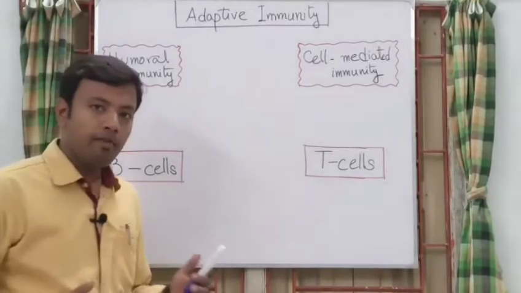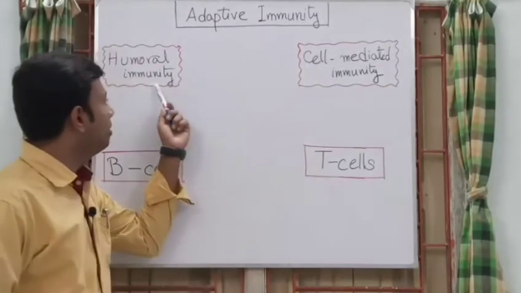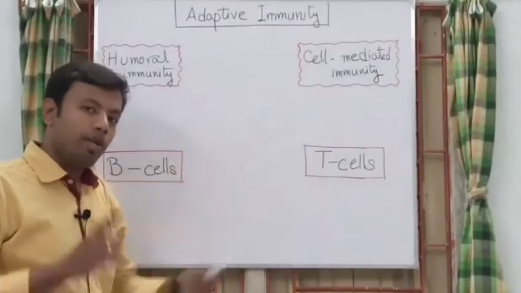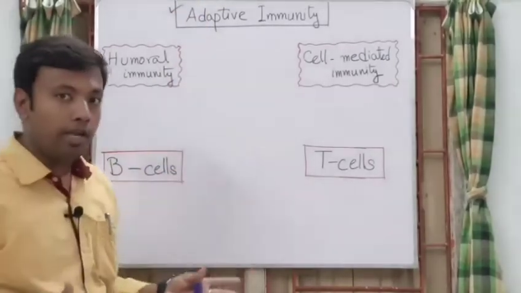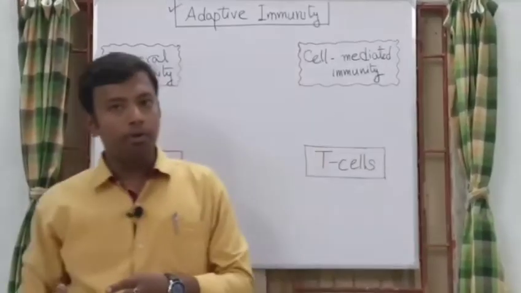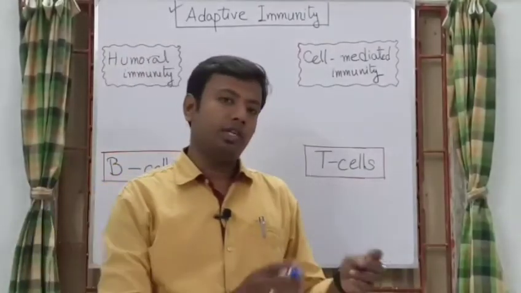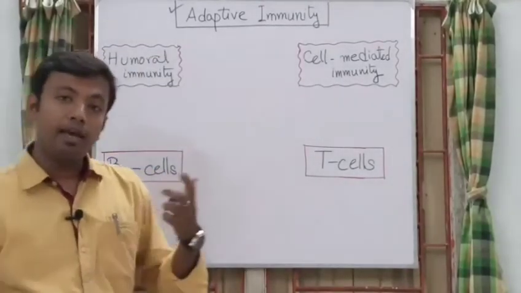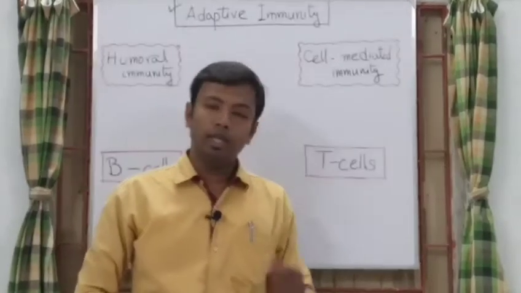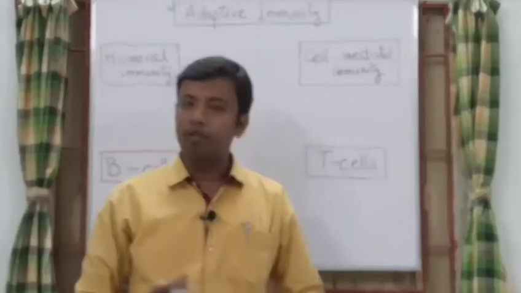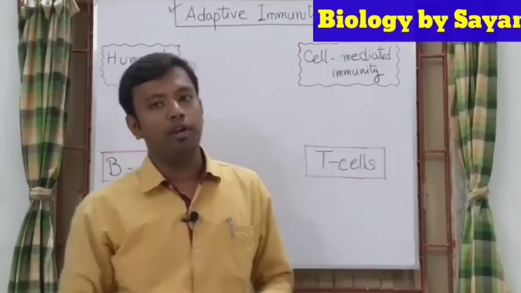Okay, whenever we talk about humoral and cell mediated immunity, we are actually talking about our adaptive immunity. We all know that both the innate and adaptive immunity are two components of our general body immune system. I have already discussed innate and adaptive immunity in my earlier video. The link is given in the description box. If you wish, you can go and check the video.